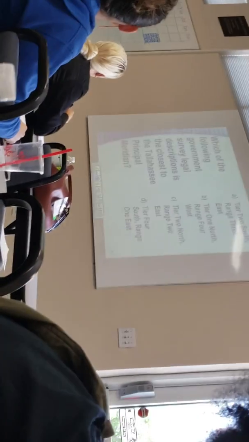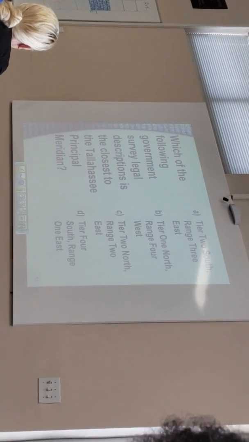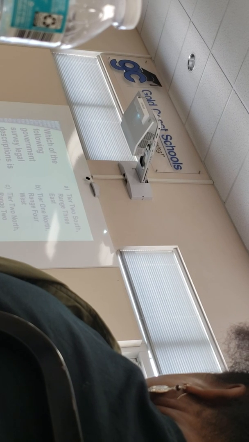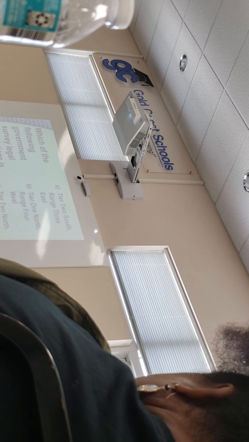Question says, which of the following government survey legal descriptions is closest to the Tallahassee principal meridian? So let's plot it on my grid system here. It says Tier 2 north, Range 3 east. Tier 2 south, Range 3 east. Tier 1 north, Range 4 west. Here. Tier 2 north, Range 2 east. Here. And number 4 said Tier 4 south, Range 1 east.